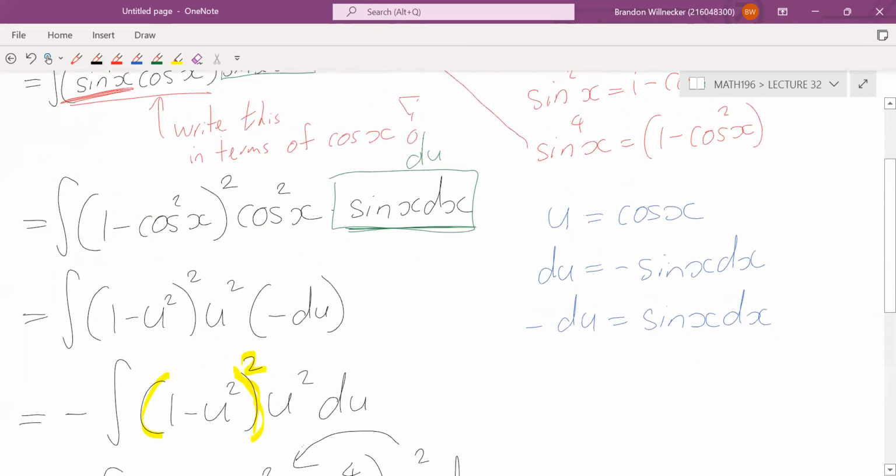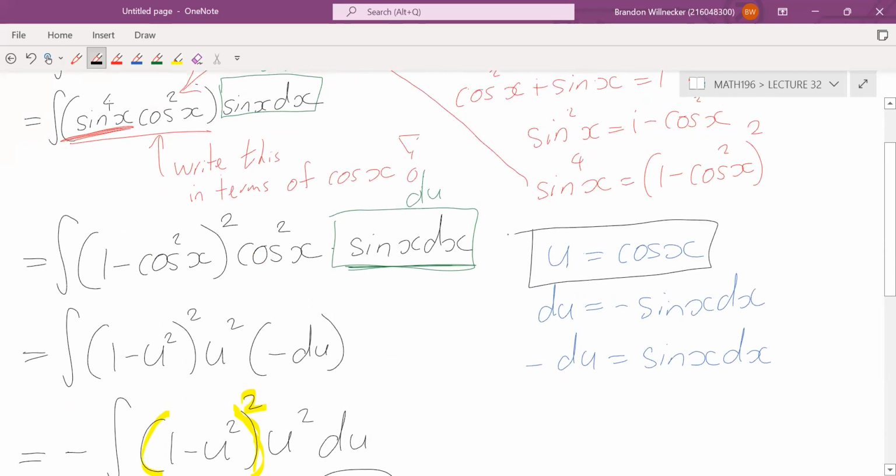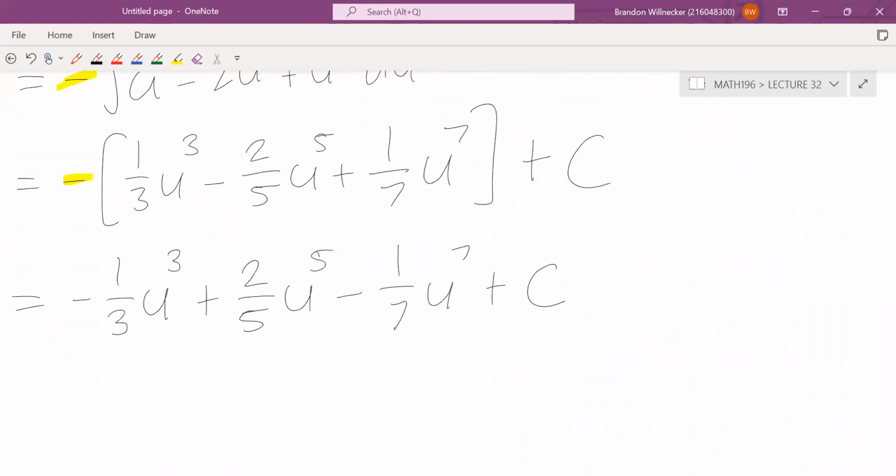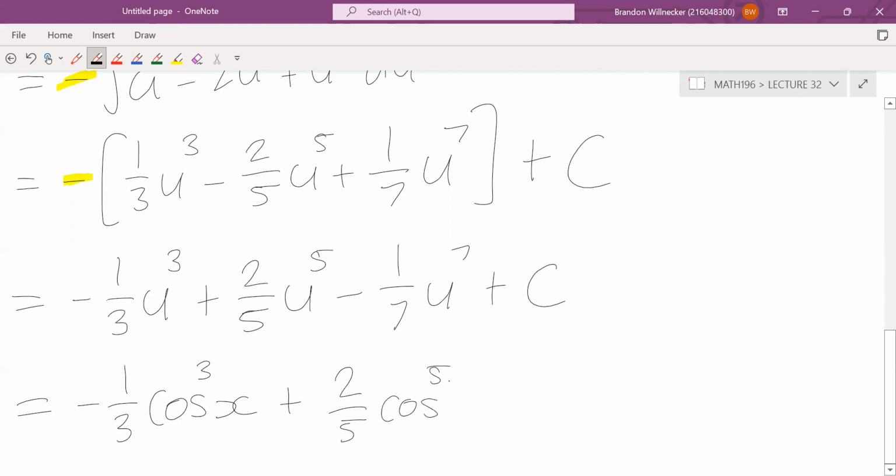Okay, but we're not done yet. We need to put this back. So u was originally cos x. So we need to substitute that. So this is going to be minus 1/3 cos cubed x plus 2/5 cos to the 5x minus 1/7 cos to the 7x plus c. Okay, so remember to always substitute back when you're done. Okay, any questions on this one?